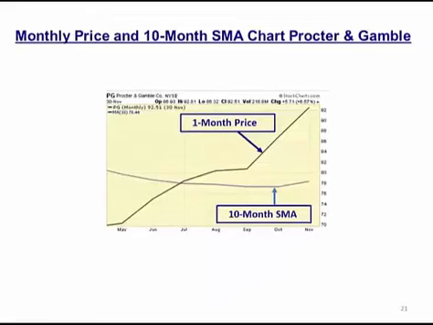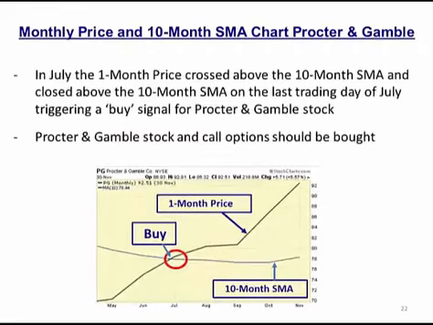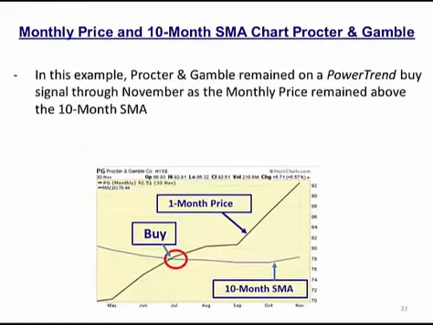Here's another example for Procter & Gamble, and the black line is the 1-month price, and the blue line is the 10-month simple moving average, and we can see that the 1-month price crossed above the 10-month simple moving average the last trading day in July, and at that point Procter & Gamble was on a buy signal. And Procter & Gamble remained on a buy signal. As you can see, that 1-month price stayed above the 10-month simple moving average, so it remained on a buy signal in this chart.